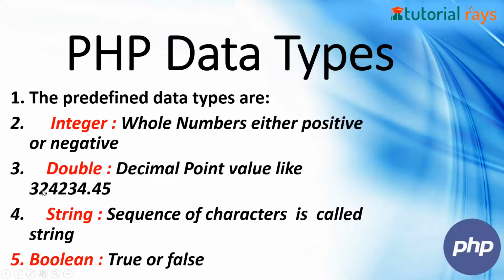So the first one is integer. Whole numbers, either positive or negative, are integers. And double: when you have to store a decimal point value, we normally use double. A sequence of characters is called a string. We have already used this, for example, I am Rajesh, I am Umar, whatever. And in Boolean, the value is either true or false. So let's see this practically.